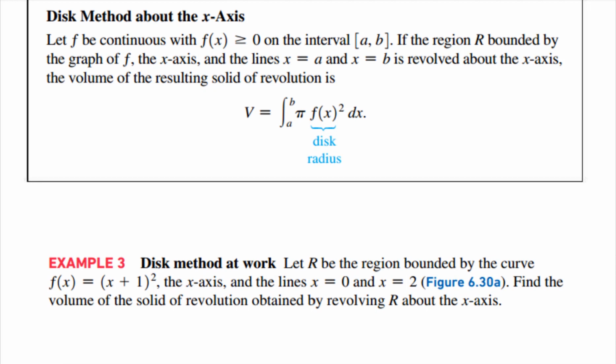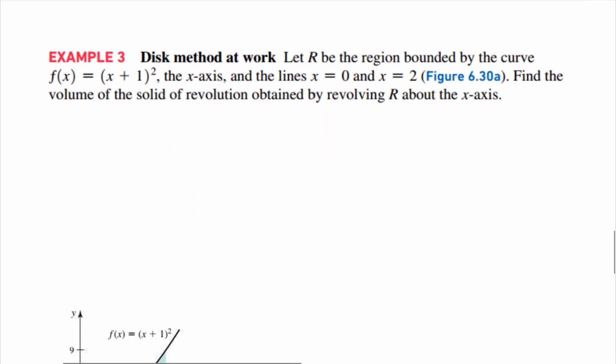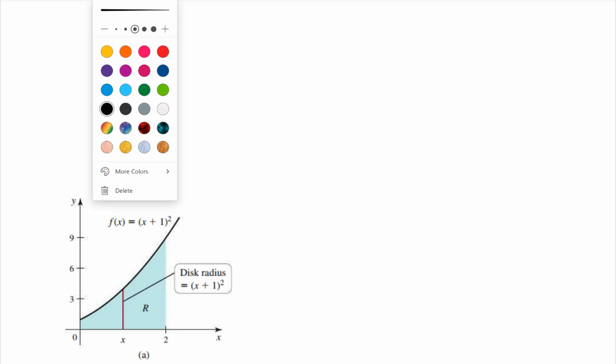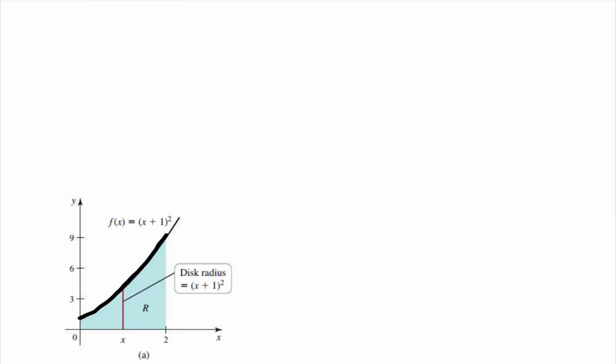So let's see the disk method at work. Let R be the region bounded by the curve f of x equals x plus 1 all squared, the x-axis, and the lines x equals 0 and x equals 2. Find the volume of the solid of revolution obtained by revolving R about the x-axis. All right, let's do some work. Here's our function, x plus 1 all squared, some sort of parabola. We don't care about the other side; we're only going from 0 to 2.